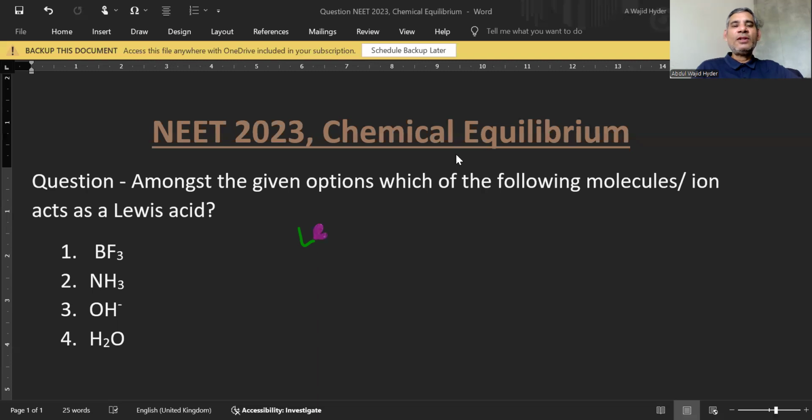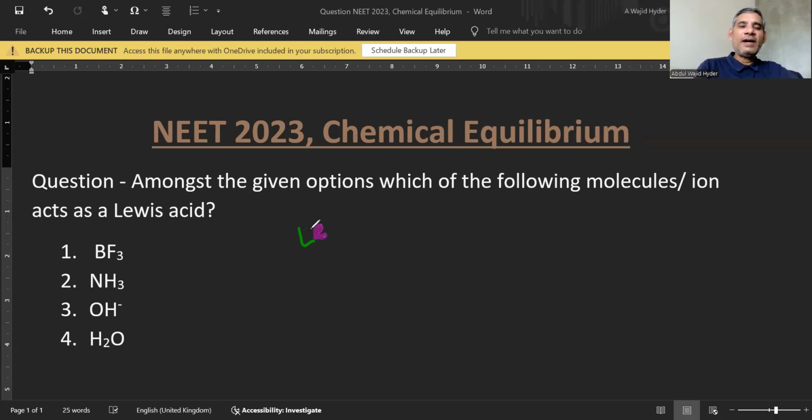Hello friends, today we will be talking about a question which was there in NEET 2023. This question is from chemical equilibrium chapter and based upon Lewis acid-base concept. See what Lewis acids are.